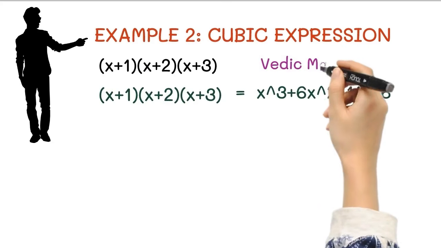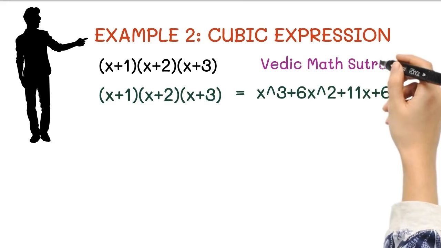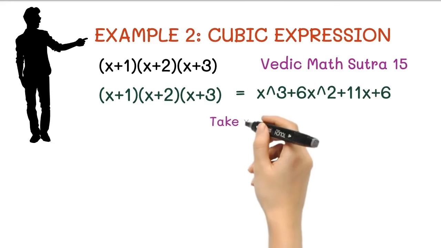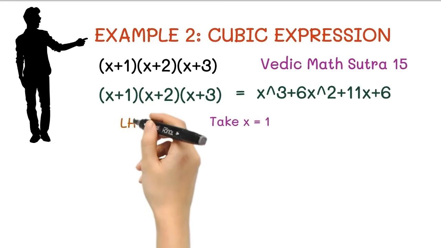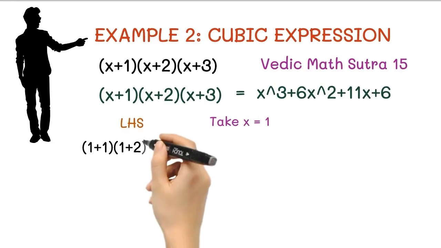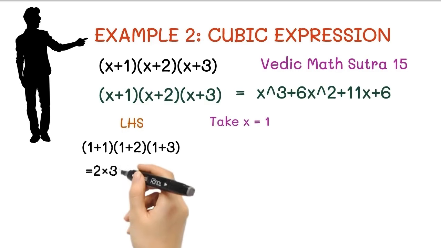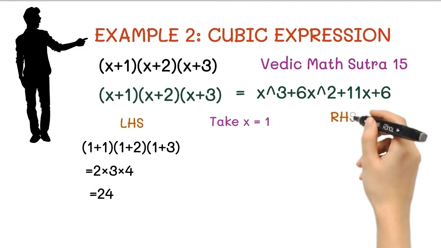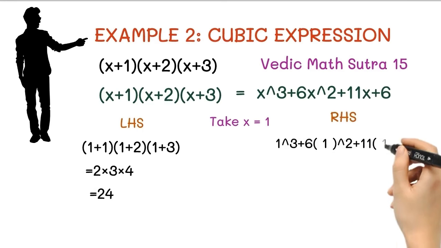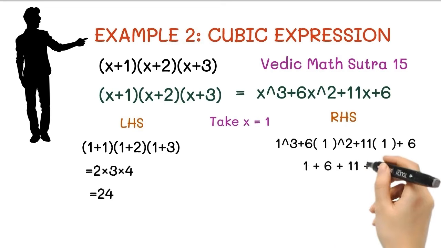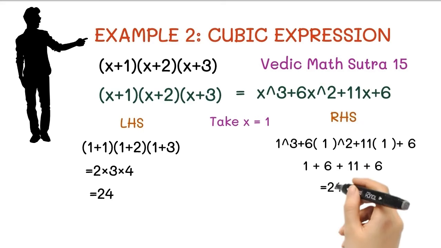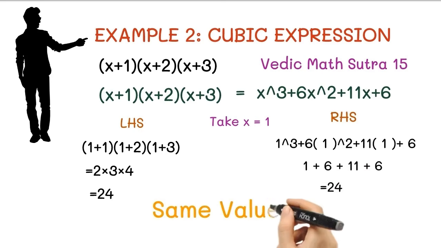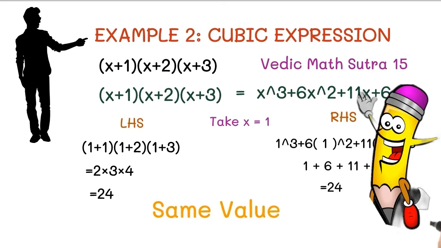Let's verify this using Sutra 15. Again, take x equals 1. On the left-hand side, (1 plus 1)(1 plus 2)(1 plus 3) equals 2 times 3 times 4 equals 24. On the right-hand side, 1 to the power of 3 plus 6 times 1 squared plus 11 times 1 plus 6 equals 1 plus 6 plus 11 plus 6 equals 24. Perfect match. The cubic expansion is verified in seconds.